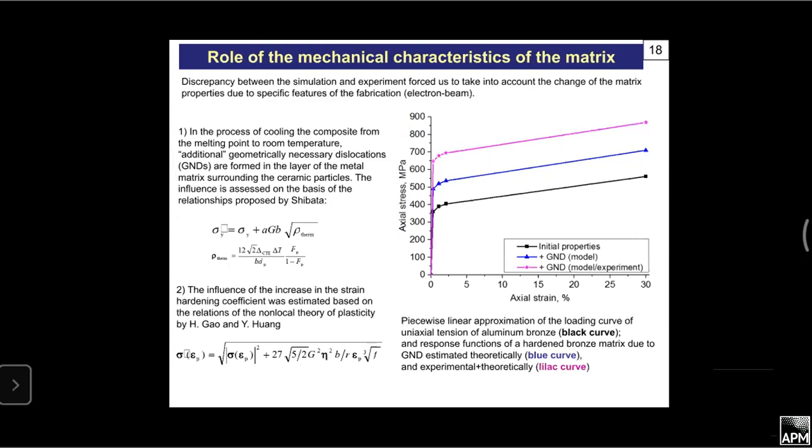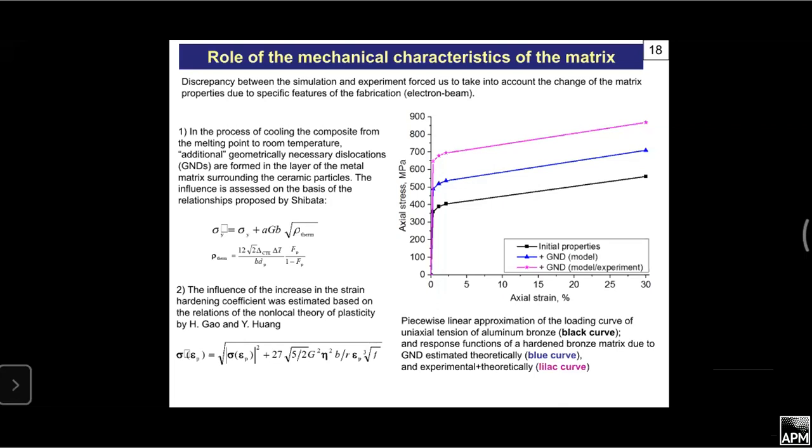The difference between the simulation and experimental results forces us to take into account the change of the matrix properties due to the specific features of fabrication of this material. In particular, we know that in the process of cooling, geometrically necessary dislocations are formed in the metal matrix. We tried to take this into account by changing the response function of the matrix.